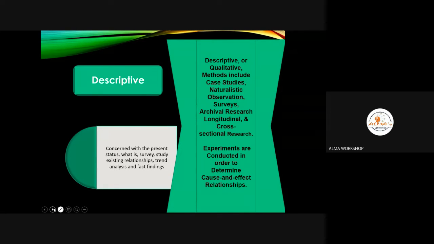Descriptive research consists of both quantitative and qualitative research. Qualitative methods include case studies, naturalistic observation, surveys, archival research, longitudinal and cross-sectional research also. Of course, in experimental research also, you can do some descriptives, which is concerned with the present status. You try to do some survey and find out the relationship between the variables. Say, for example, you have study habits and academic achievement, you try to find the relationship between the study habits and academic achievement.